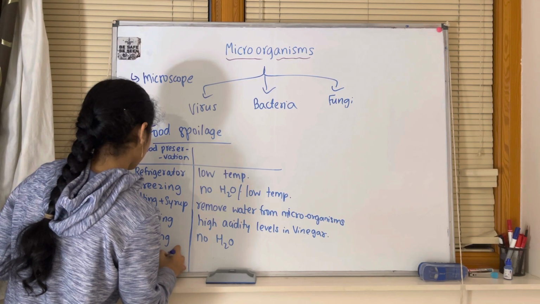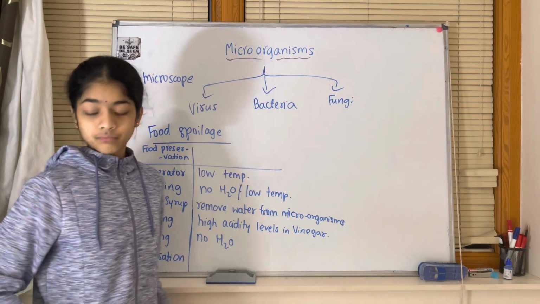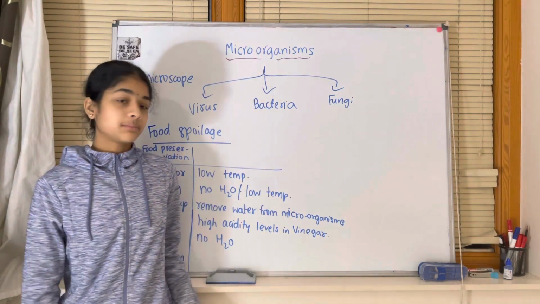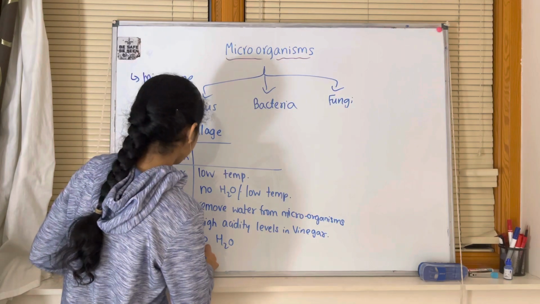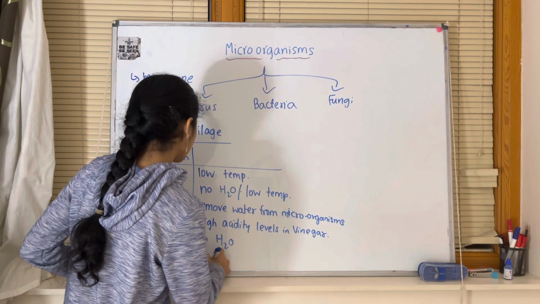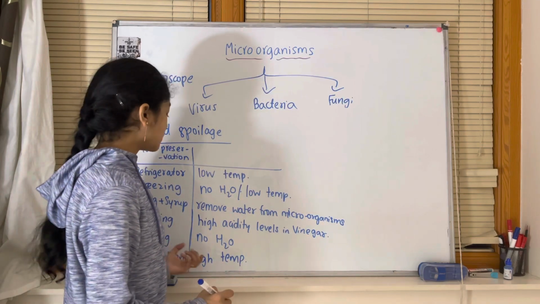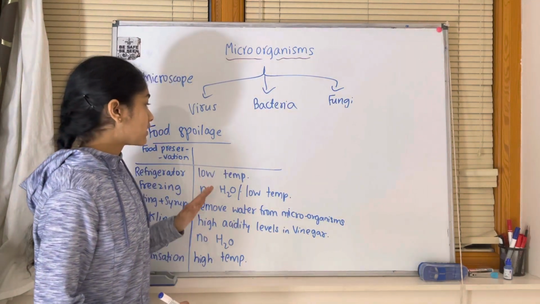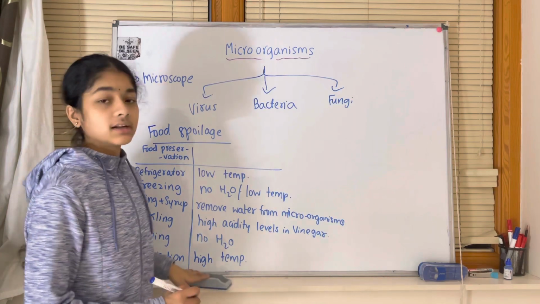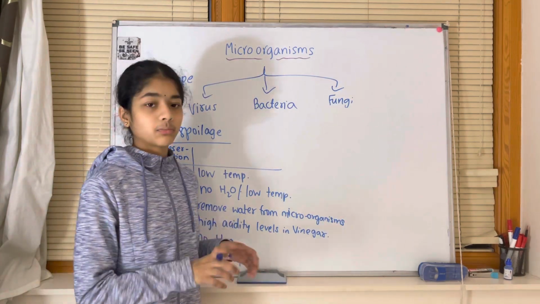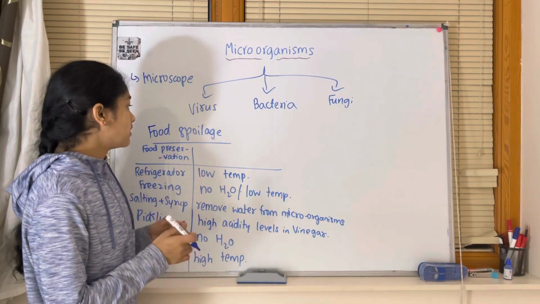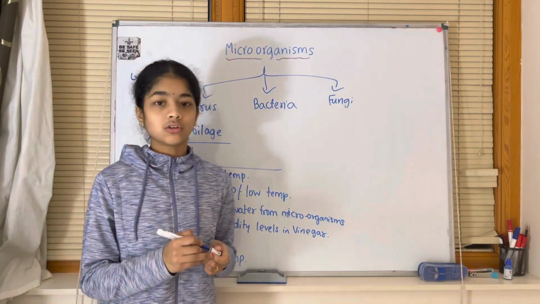And then lastly, we have pasteurization. Instead of low temperature, the food is kept at high temperature to kill the bacteria, the fungi, and the pathogens which cause food poisoning or food spoilage. So food spoilage causes food poisoning in humans.